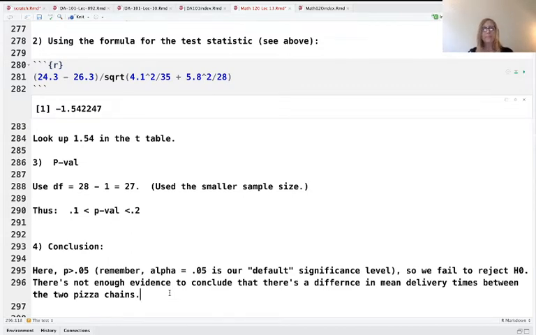And that's it. That's the test. Pizza delivery might be kind of a silly example, but this is a powerful technique anytime you want to compare two groups, whether it's a medical test or some other kind of research. If you want to see, are these two things different? This is the test you use to do it.